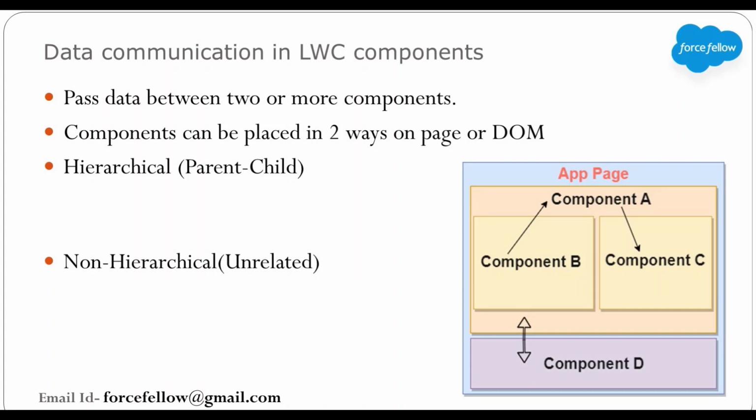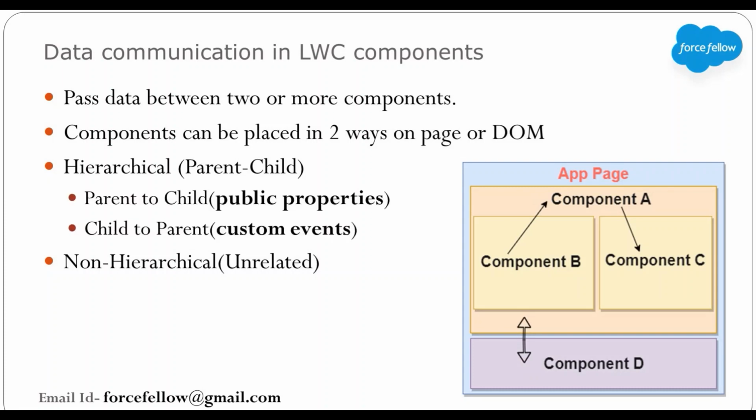Okay. And now in LWC, we have different approaches to pass data between related or non-related components. So first let's talk about how to pass data between related components. Here there can be two scenarios, like parent to child or child to parent. For example, you can see here component A is the parent and B, C are the children. So if you want to pass data from component A to B or C, then this is called parent to child, and B to A means child to parent. To pass data from parent to child, we generally use public properties, and for child to parent we use custom events, and we will see these things in practical in some time.